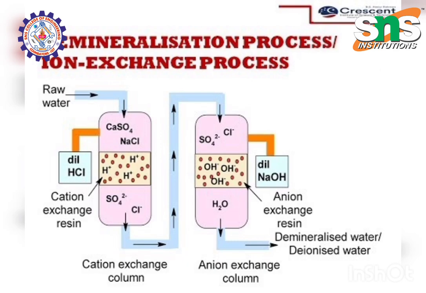The cation exchanger and anion exchanger, at a particular time, can become saturated. So we want to regenerate these exchangers. The cation exchanger can be regenerated using acids like dilute HCl or sulfuric acid. And the anion exchanger can be regenerated using bases like sodium hydroxide, potassium hydroxide, etc.